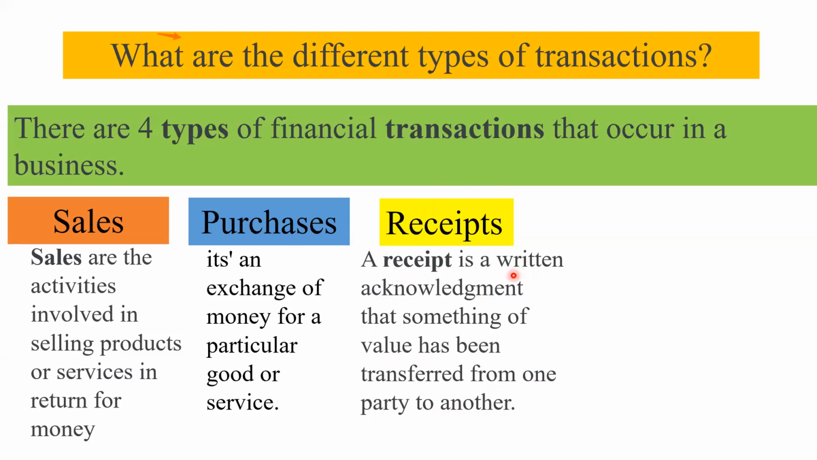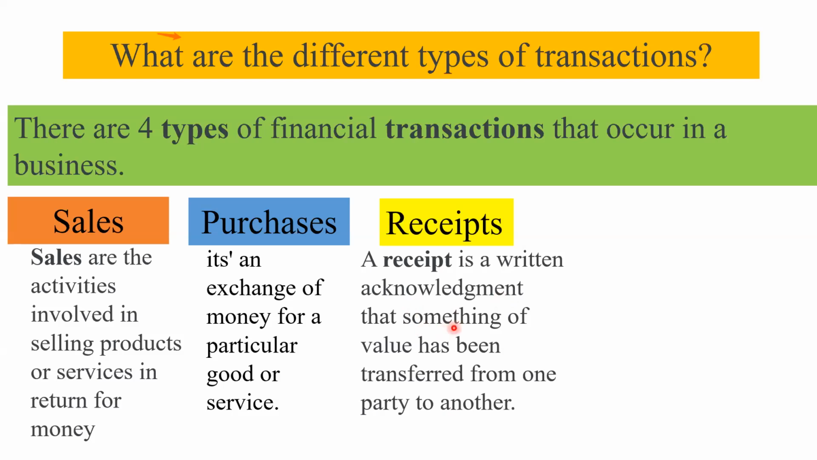A receipt is a written acknowledgement. Written means it can be printed also. Nowadays, no one will write the receipt, right? Except in schools or colleges. When you pay the fee, they are going to write the receipt and give it to you. What is that? That is an acknowledgement, or it is evidence.